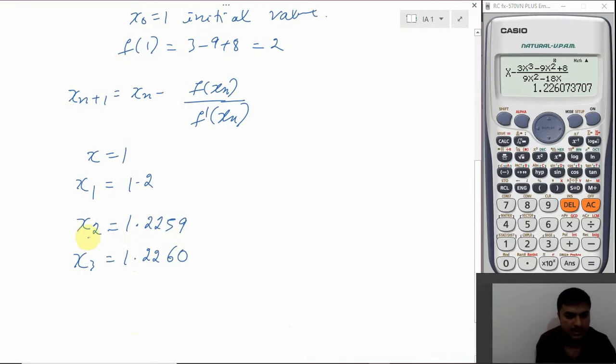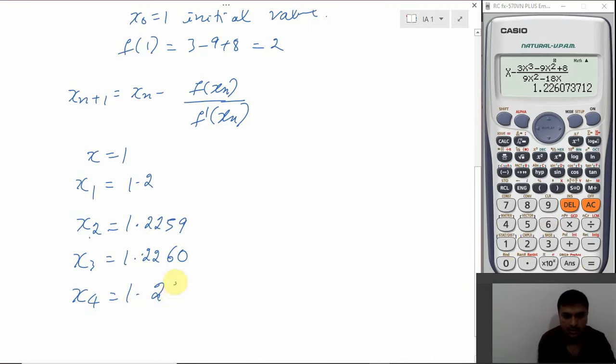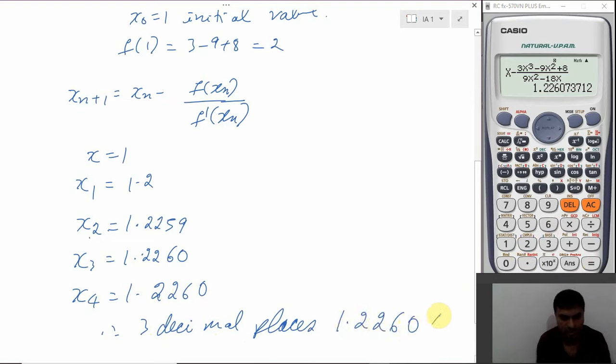Yes friends, easily tell me now what is the next? x4. The 3 decimals must be the same. Okay, no problem, I'm going to take 3 decimals the same. x4 is equal to, what is the x value? Just put it in the calculator, equal to, it will ask what is the value of x. The previous value, 1.226, equal to. Just see in the calculator, yes friends, it is 1.2260. So for 3 decimal places, our answer stops at 1.2260. If you get this answer, then only you'll get full marks.